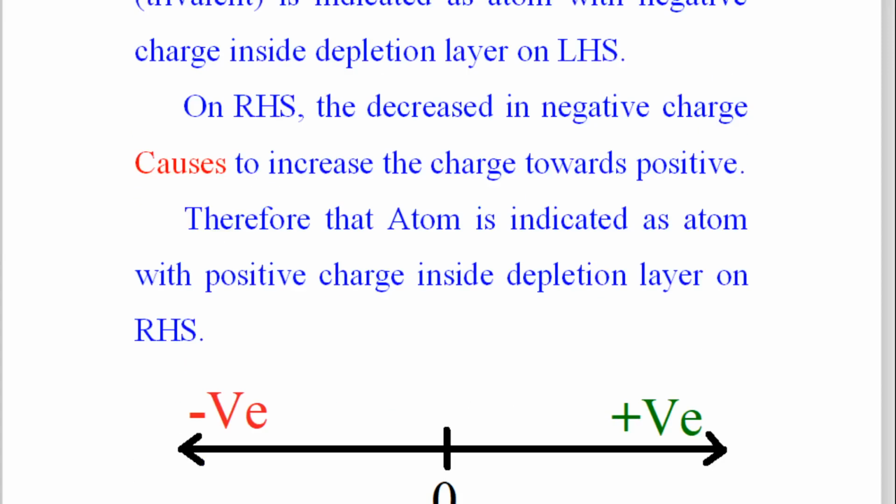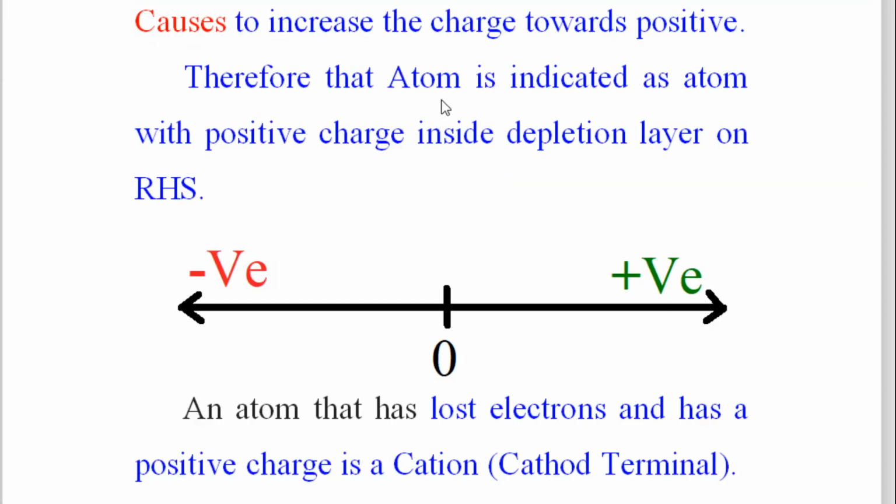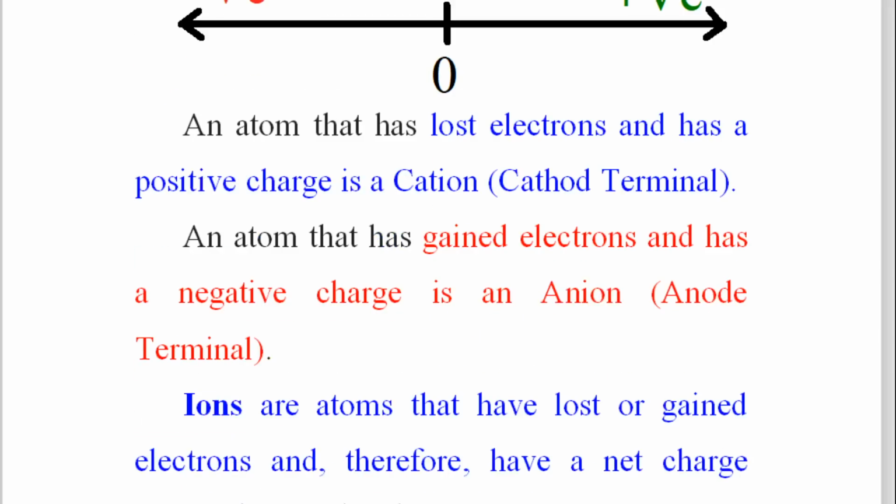And therefore that atom is indicated as an atom with positive charge inside the depletion layer on the right-hand side. An atom that has lost an electron and has a positive charge is called a cation.